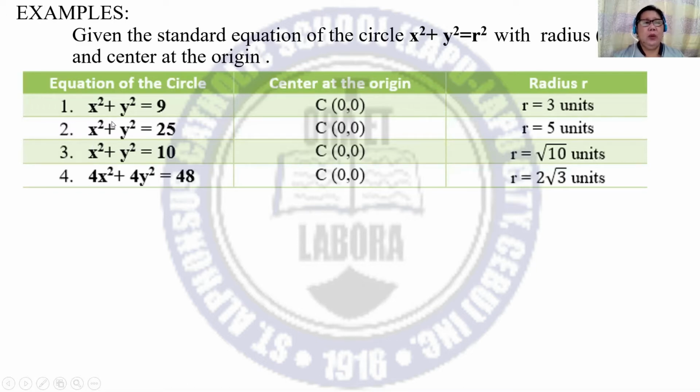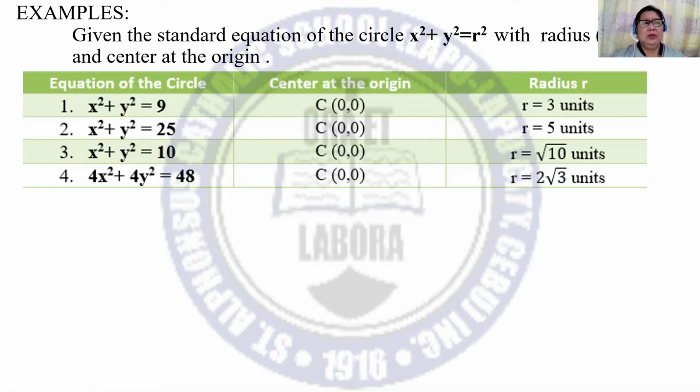Next, given x squared plus y squared is equal to 25. So again, this is the standard form where the center is at the origin. So the coordinates of the center, we have 0, 0. And the value of the radius is 5 units because the square root of 25 is 5.